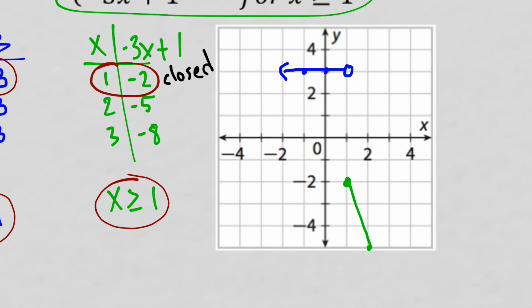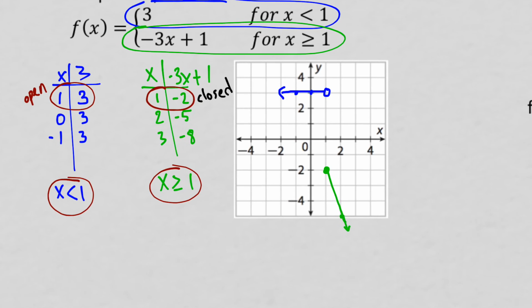Connect them. And this one's going to keep going all the way over there, right? Because it keeps going to 3, negative 8, and to 4, and to 5. It keeps going. But the closed circle here, you cannot cross. So it stops right there. And there you go. There's your piecewise function for this situation.